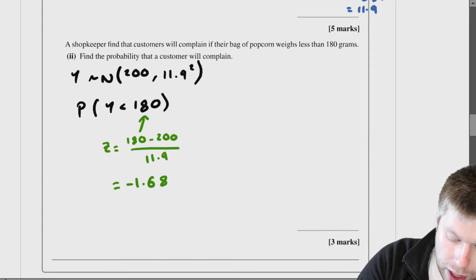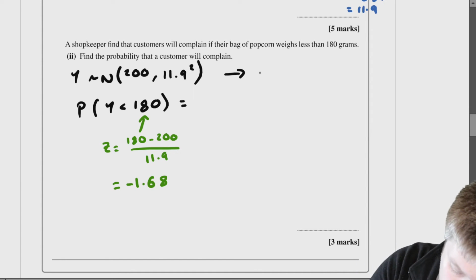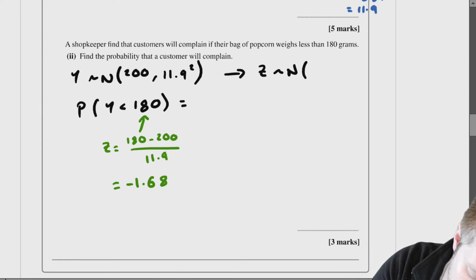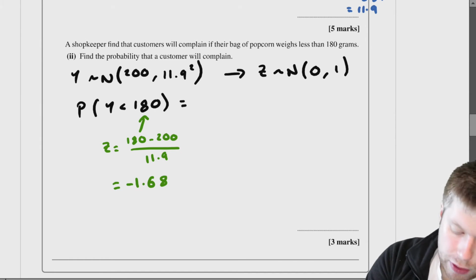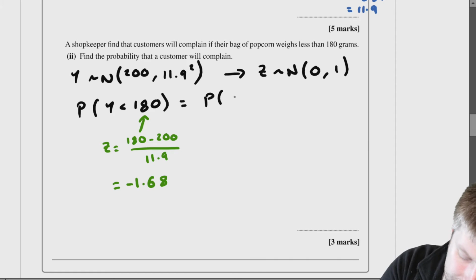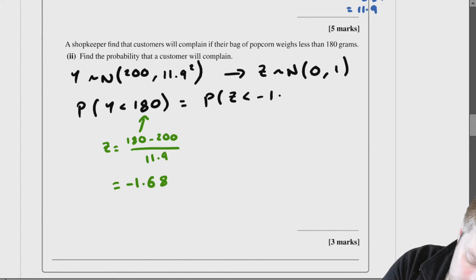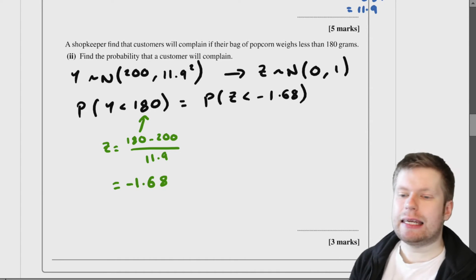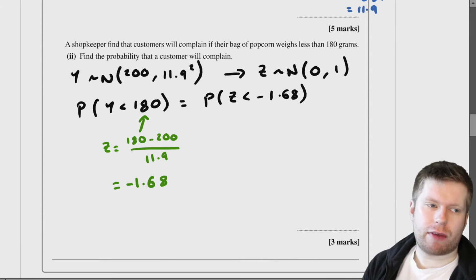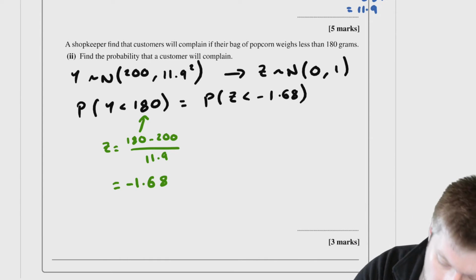So in other words, if I'm using my Z curve, Z remember is normally distributed, mean of 0, variance of 1, then I'm basically looking up the probability on my Z tables. What's the probability that Z is less than negative 1.68? What's the probability of obtaining a value which lies less than negative 1.68 units of standard deviation from the mean? Well, let's jump into my tables.